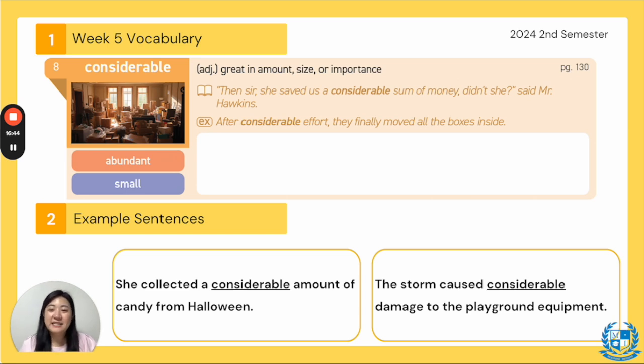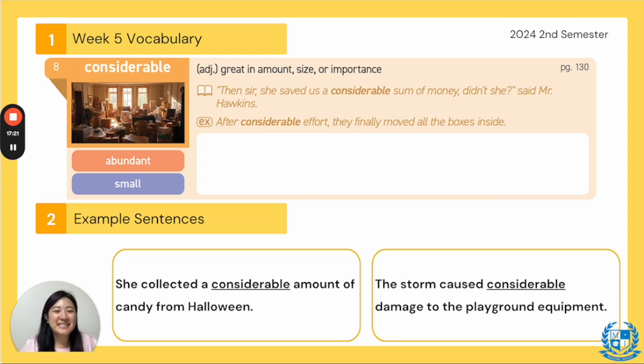Let's look here. She collected a considerable amount of candy from Halloween. I remember one time I went Halloween trick-or-treating in America when I was little, around your age. And I took 2 pillowcases. That was my bag. And I would hold the pillowcase. And I got 2 pillowcases full of candy. That is a considerable amount of candy. Did I eat all of it? No. My mom took it.